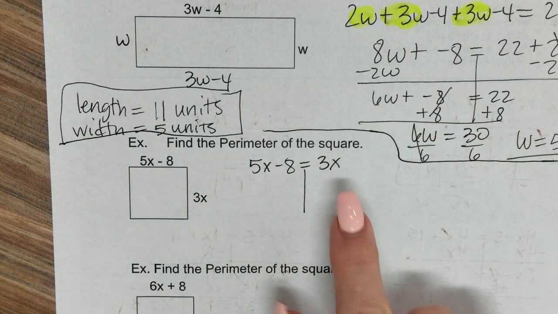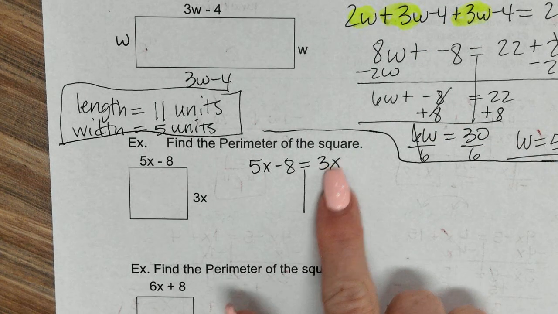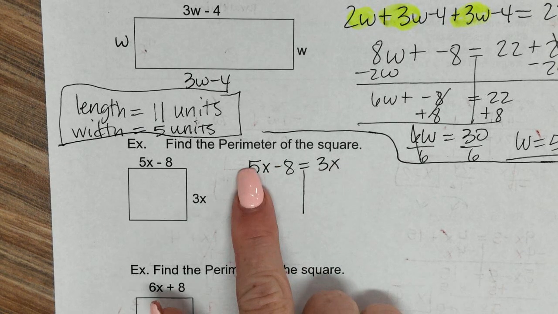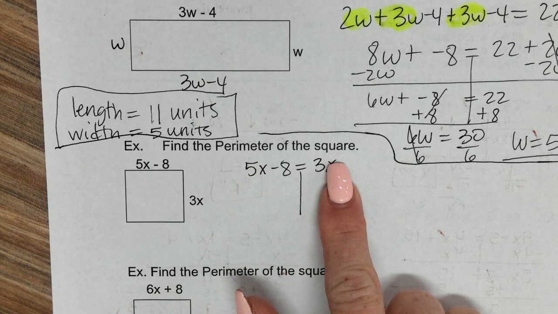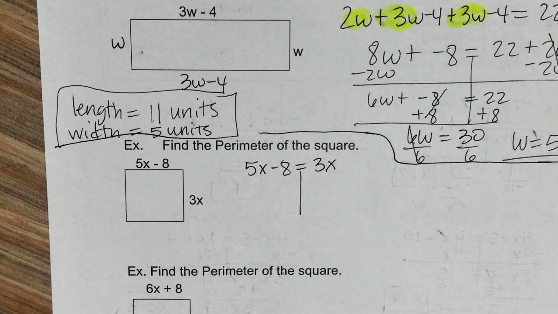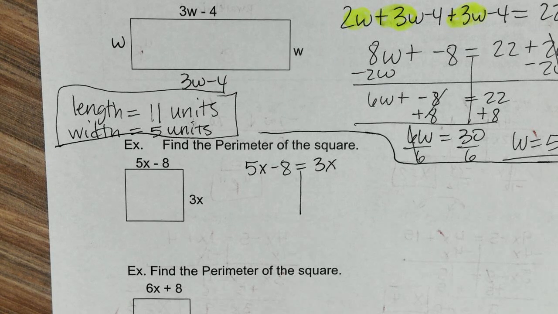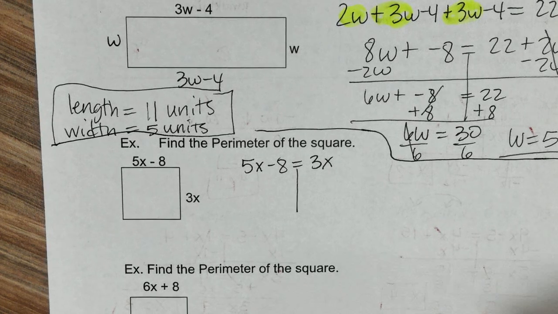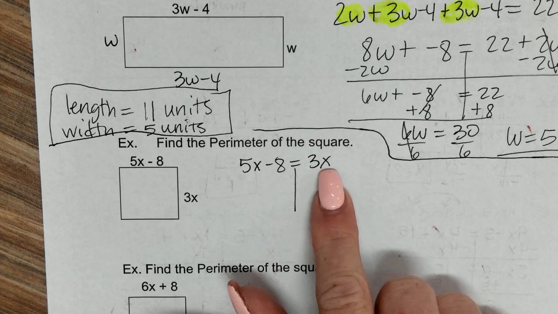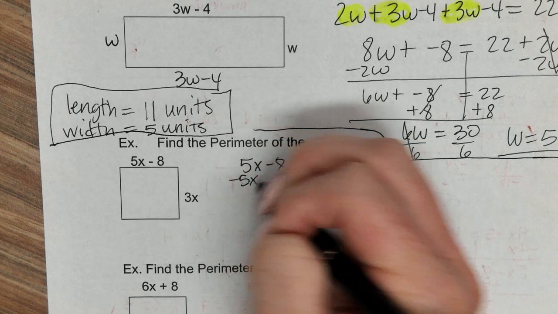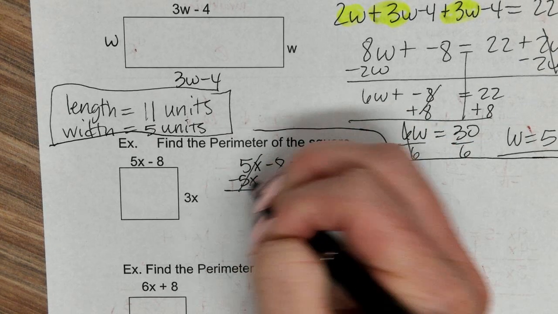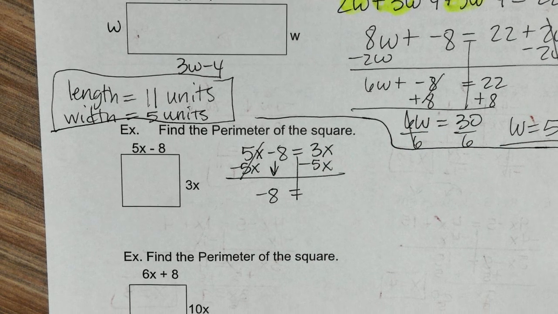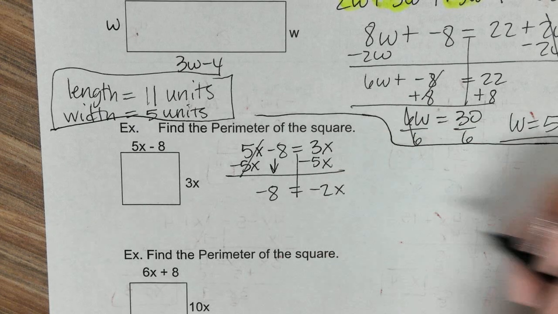Now, question. Would it be easiest to pull the 3x to the left and then have to move this 8 to the right? Or would it be easiest to move the 5x to the right? But does it matter which way you do it? No, I'm going to move the 5x to the right because it's easier because there's nothing else over here. It will help me skip a step. How would I move a positive 5x to the right? Minus 5x. I'm going to bring down my negative 8 equals, and 3x minus 5x is negative 2x.